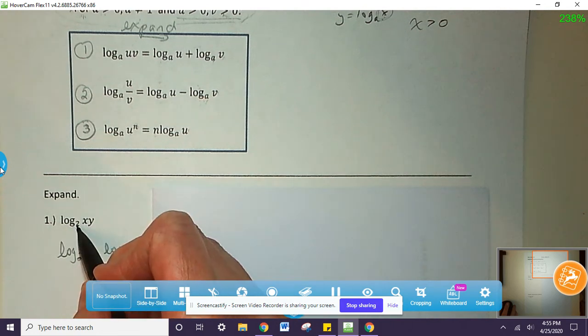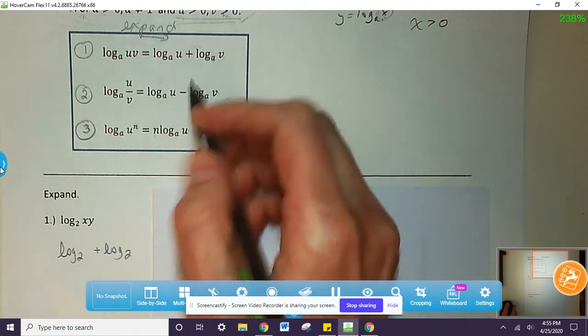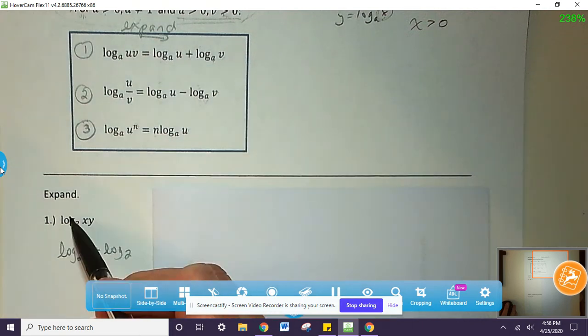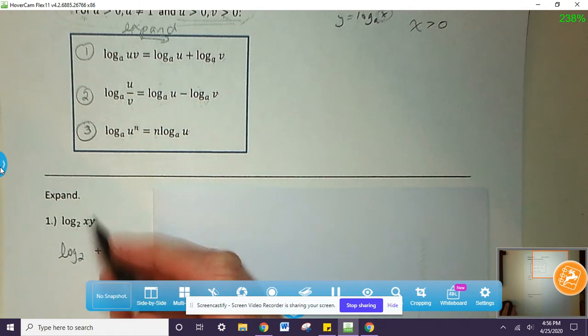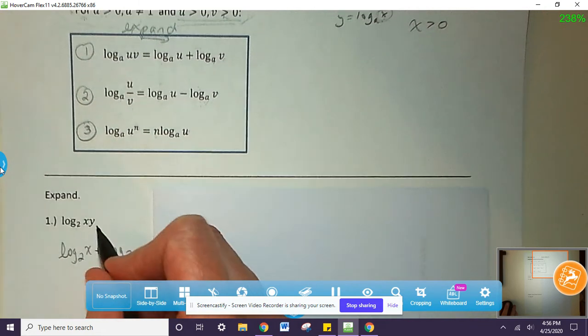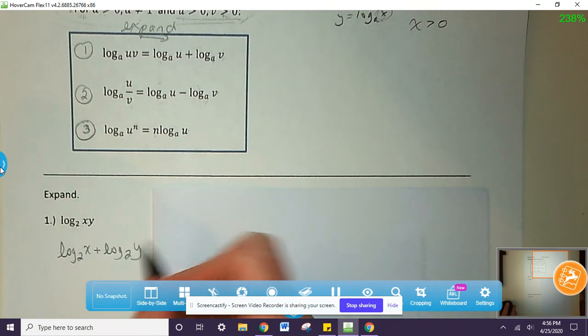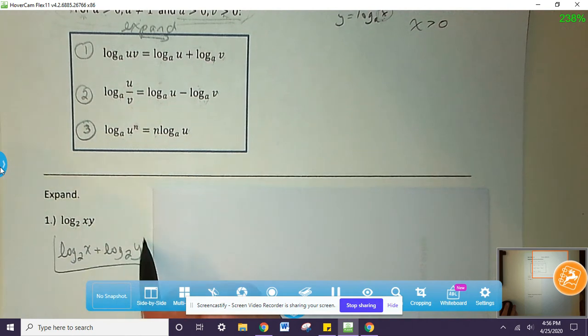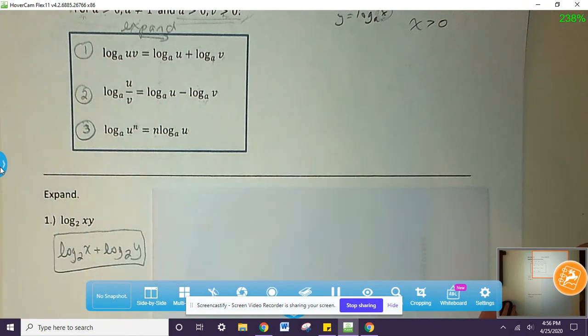I keep whatever the base is. I'm going to be adding those. So it's log base 2 and log base 2 because I keep the base. The first factor goes inside the first log. The second factor goes inside the second log. And that's it. That's considered expanded. That was a one-step problem. There's no work to show. We're done with that one.